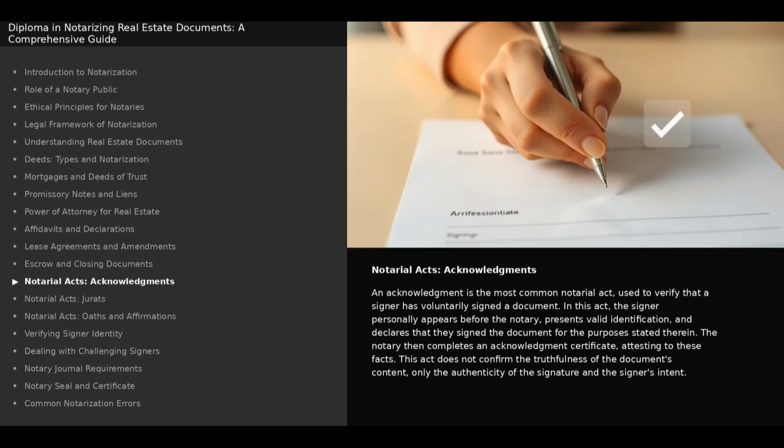Notarial acts. Acknowledgements. An acknowledgement is the most common notarial act used to verify that a signer has voluntarily signed a document. In this act, the signer personally appears before the notary, presents valid identification, and declares that they signed the document for the purposes stated therein. The notary then completes an acknowledgement certificate attesting to these facts. This act does not confirm the truthfulness of the document's content, only the authenticity of the signature and the signer's intent.